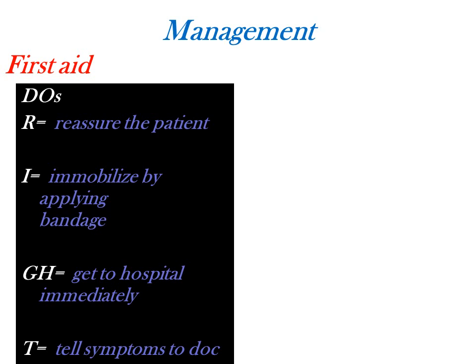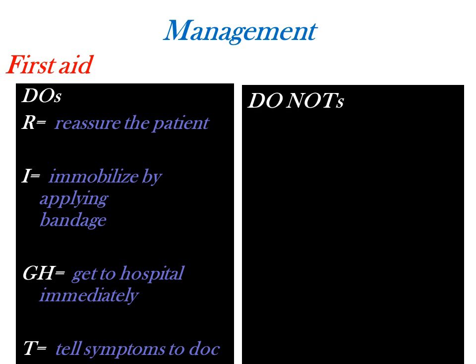T stands for tell the symptoms to the doctor. That means during the time when they are getting to the hospital, if some symptoms occur, for example ptosis occurs, or they are unable to swallow, or there is a problem in breathing, they should tell the doctor that while coming to the hospital they developed this kind of symptom. This will help the doctor to differentiate between a viperine or a neurotoxic bite, and in that way they can start the treatment. Now, what are the things that they should not be doing?